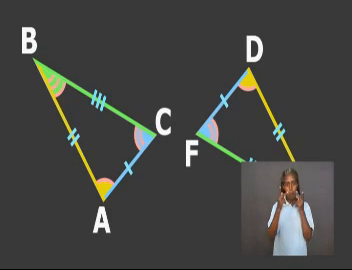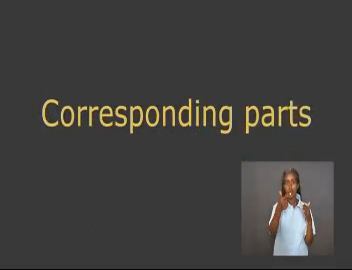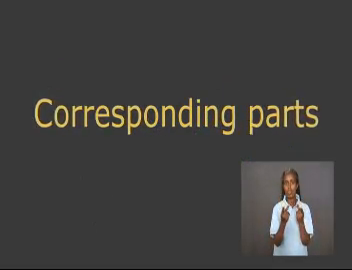Parts of congruent triangles that match are called corresponding parts. Two triangles are congruent when all of the corresponding parts are congruent. But we do not need to know the exact details of all those 6 corresponding parts to conclude that 2 triangles are congruent.